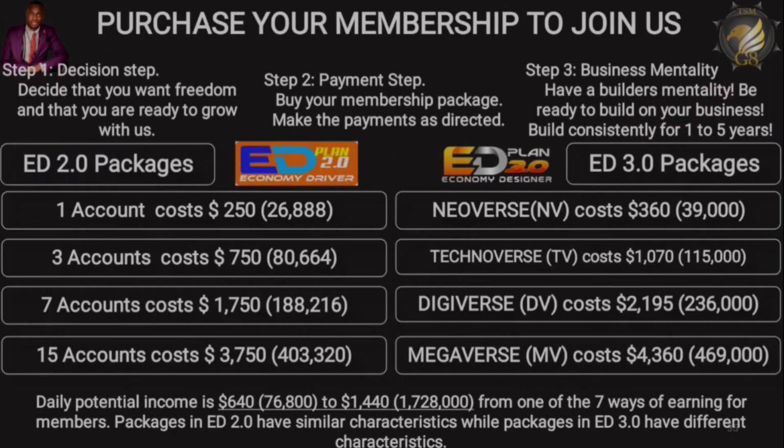Now, you also need to become a member of our campaign by buying your membership. So you must be ready to purchase your membership. These are the combinations that we have in our campaign, and I'm going to talk about all of them so that you can see which one you need to get started with. These are the packages where you need to purchase your membership to join us.